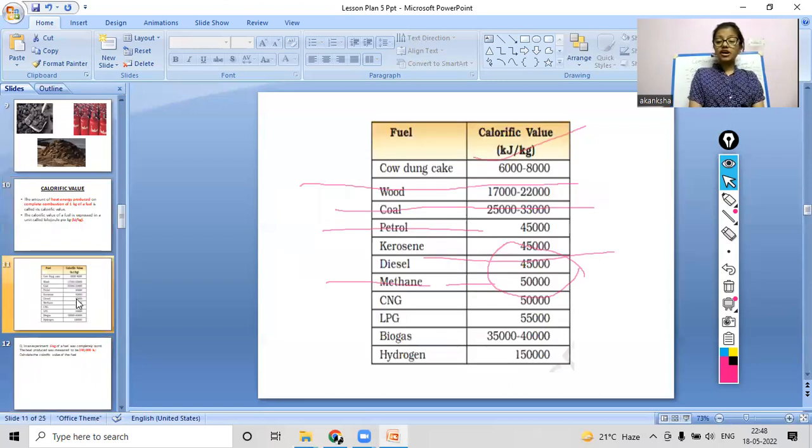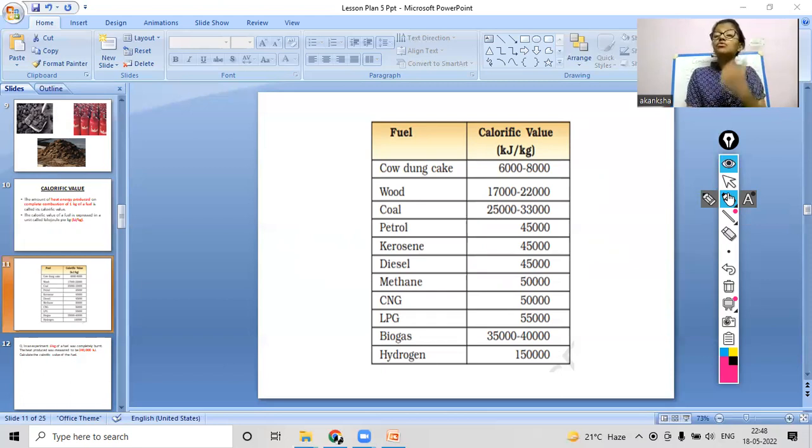So now we will see a chart of different fuels and their calorific values, and based on that you will answer which fuel is the most efficient to use, right? Cow dung, here we can see 6,000 to 8,000 kilojoule per kg. Wood, coal, and then lastly hydrogen. So according to you, which gas has the highest calorific value and which can we more likely use?